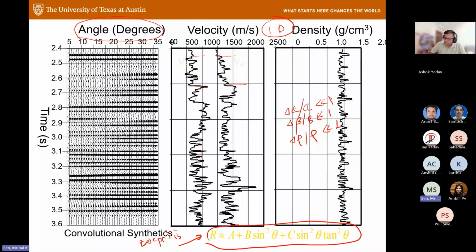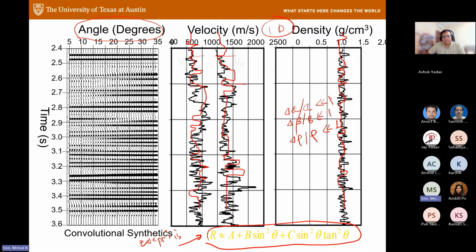But whether you're using Zoeppritz or the linearized equation, 2-term or 3-term, you can still include transmission. It's only a matter of keeping track of it and then multiplying the up and down going transmission coefficients. But even then, you're not getting the full response. So we need to see how we can compute the full response, and then compare it with these approximate methods and see if there is any usefulness of the full response.